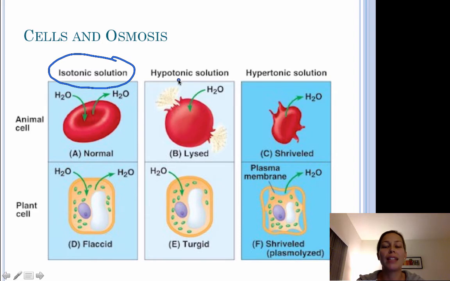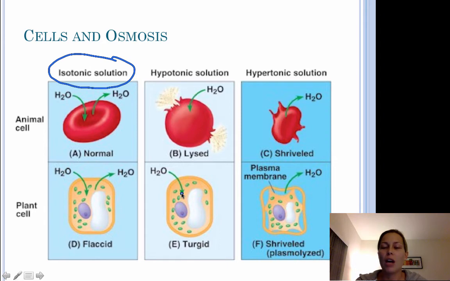If we place a cell in a hypotonic solution, that means that there is more water in the environment than there is in the cell. Water is going to move from an area of high concentration in the environment to an area of low concentration in the cell, and water is going to rush in. If the cell can't regulate that, such as animal cells, it's possible that the cell will actually swell up and burst. So here we see the cell lysing, or breaking.